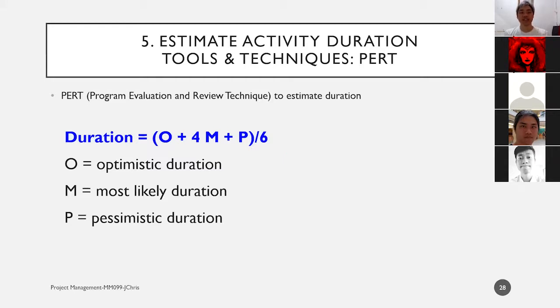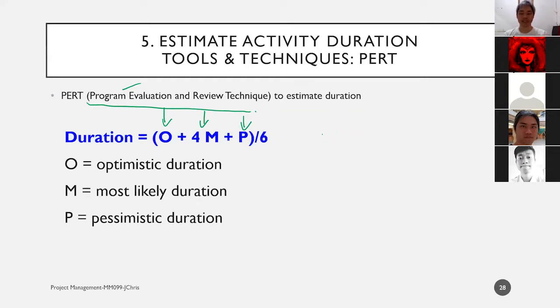The duration of the project can be calculated using the Program Evaluation and Review Technique. It's called PERT, or simply PERT. We calculate the duration by this formula. The formula itself is the optimistic duration, O, plus 4 times the most likely duration, plus the pessimistic duration, divided by 6.